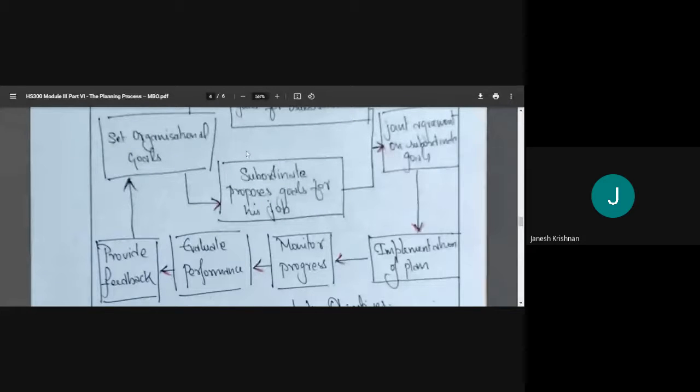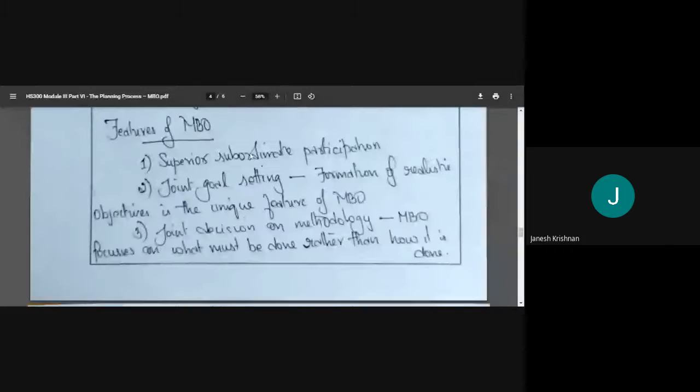So the next thing is, what are the features? Okay, we know what is management by objectives, how it is done, what are the processes involved, what are the steps involved, and now what are the features of this? Okay, what are the features of management by objectives? The first is superior-subordinate participation. What we have discussed earlier only, nothing new. We have superior-subordinate participation.